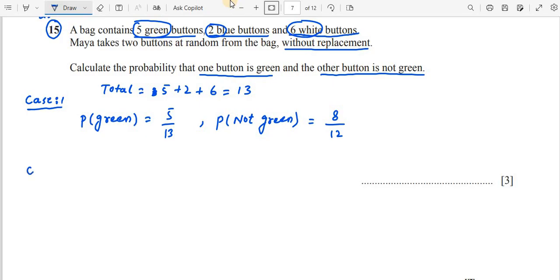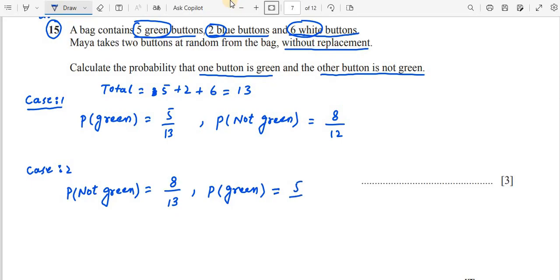So case 2 is, first of all we take not green. Case 2, probability that it is not green. How many not green is 8, over a total of 13. The second one is the probability of green. The green buttons are 5 out of 12, because one is already taken.